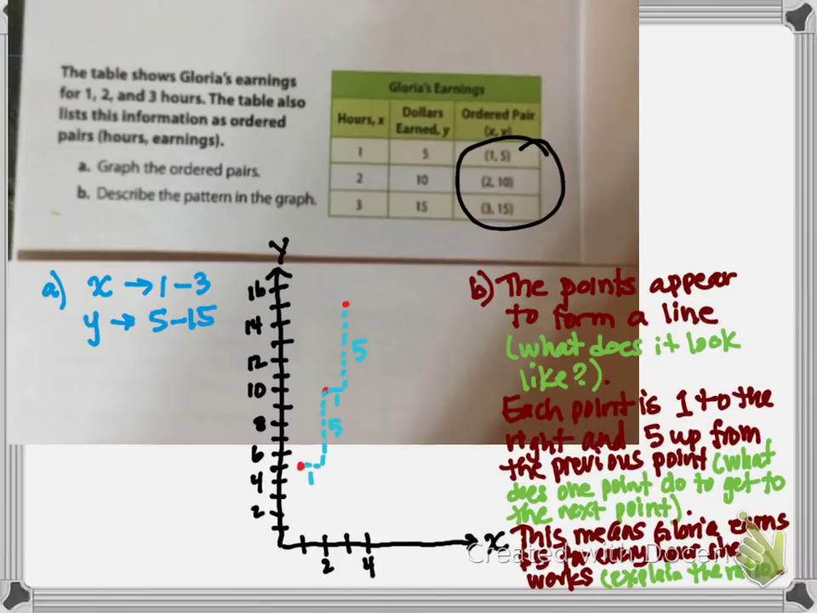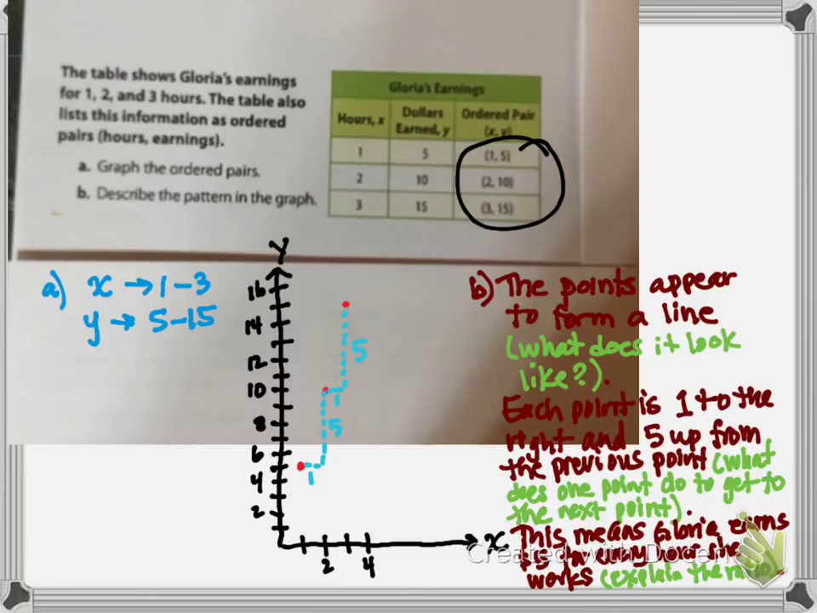First off, if I connected those points, what shape would it form? Second, explain how I get from the point on the bottom to the point above it, and from that point to the point on top. So each time I'm going to have a consistent pattern. In this case, 1 to the right, 5 up. And then what do the 1 and the 5 mean? For each hour that she works, she's going to get $5.